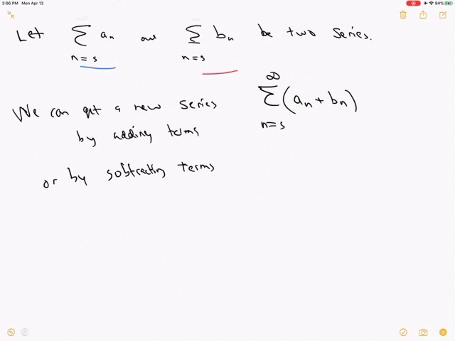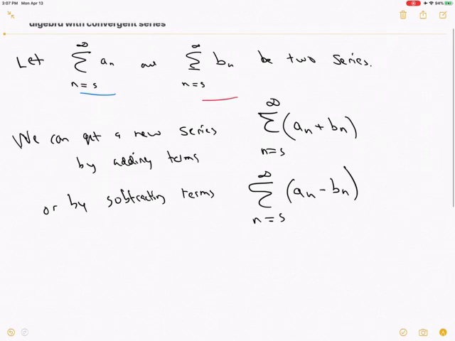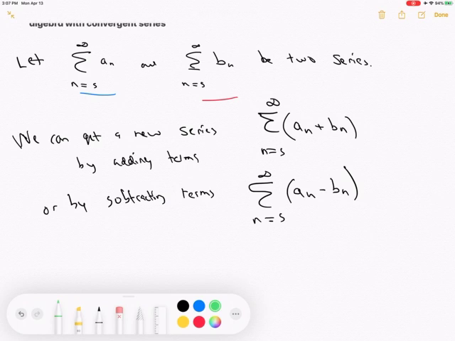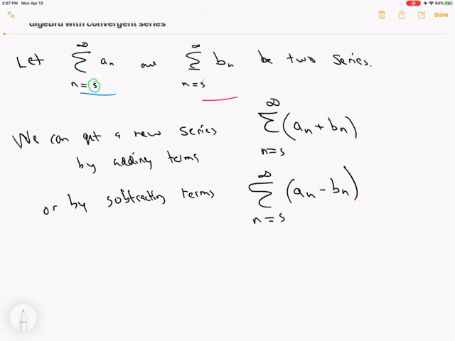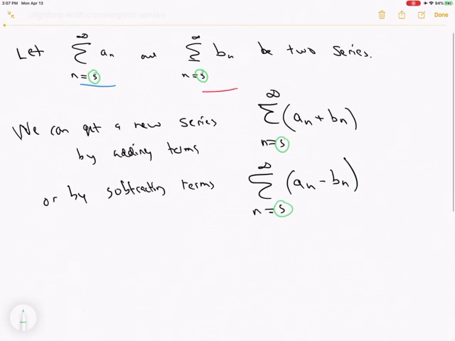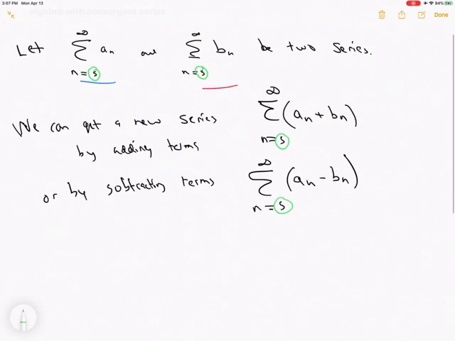So if we subtract them, it would look like this. You can subtract them in any order. But the important thing is that they have to have the same start. So I just want to draw your attention to this. Usually S could be 1 or 0, whatever, but they both have to have the same starting point. And then we can throw away portions of one series so that they start at the same location. But anyway, they have to have the same start here.